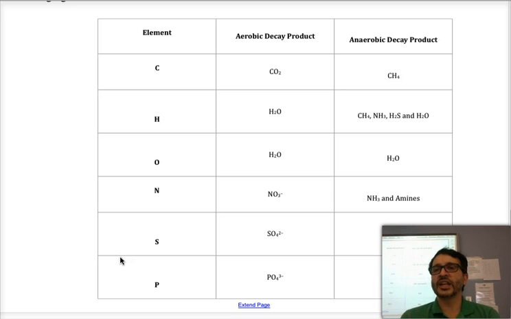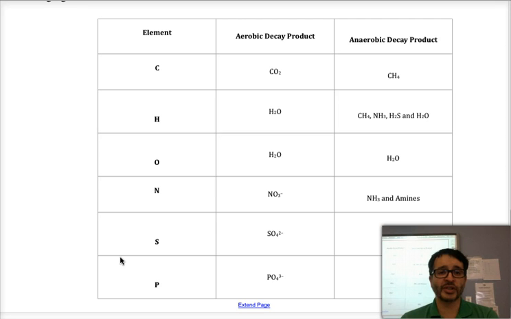Nitrogen decays. Any nitrogen in a sample in the waste products is going to decay to make nitrates in aerobic conditions, in the presence of oxygen. But in the absence of oxygen, or not enough oxygen, you're going to get ammonia and amines. And amines are those that have a smell of rotten fish. It's quite a strong odor.